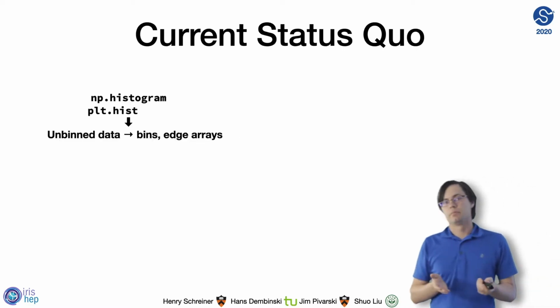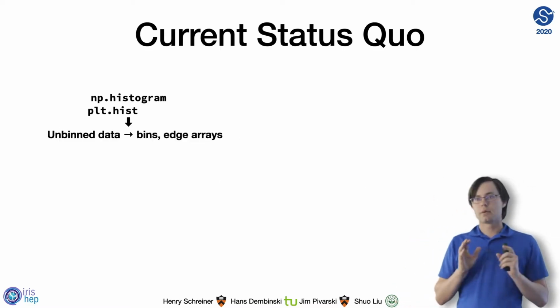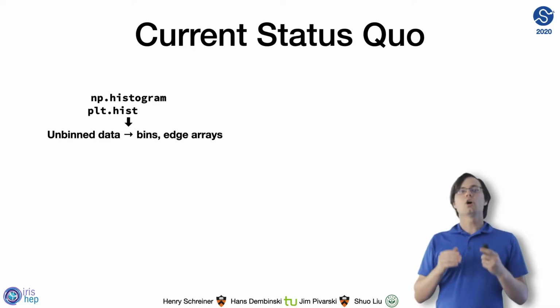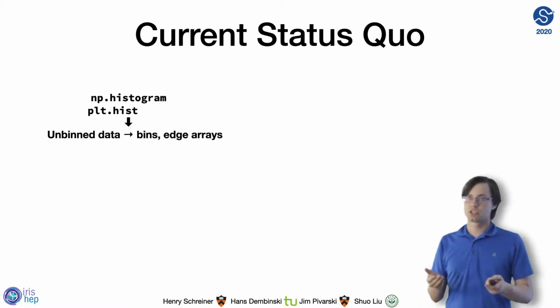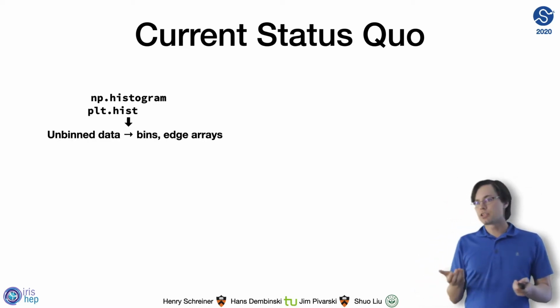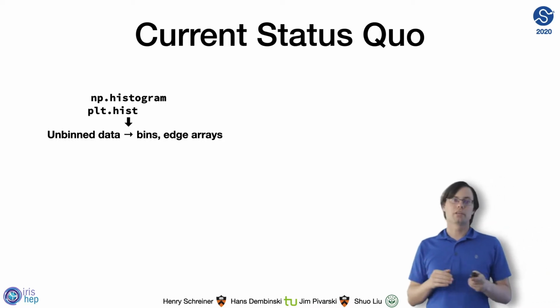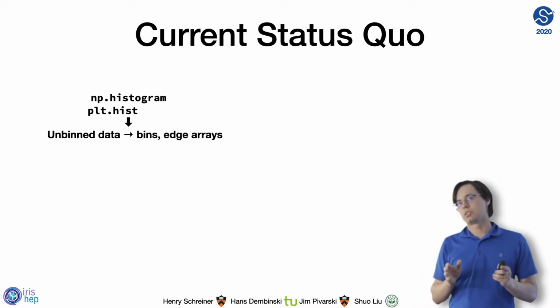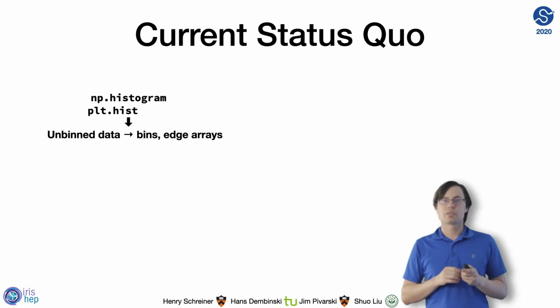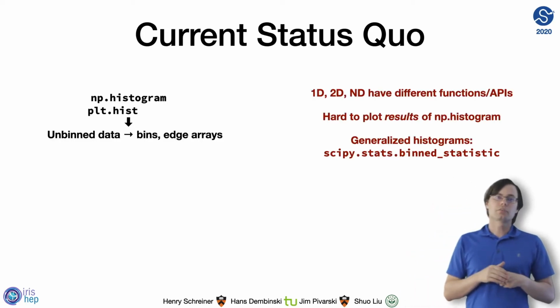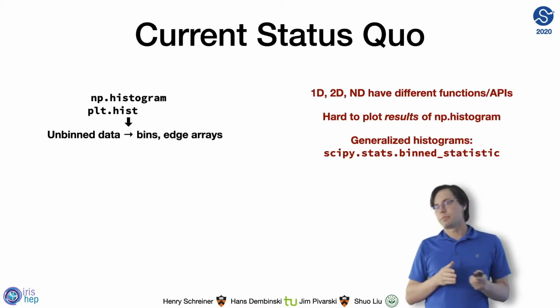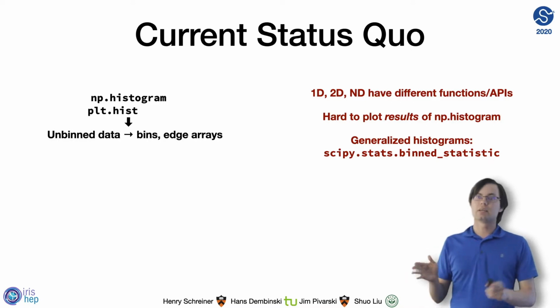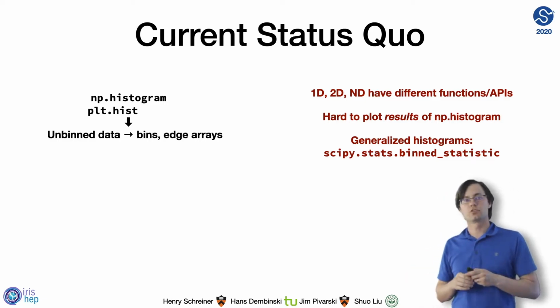Now what do we have now? The current status is that we have numpy.histogram, we have matplotlib's histogram, and these are just functions that take some data and then produce a set of bins and some edges as arrays. There's no object associated with the histogram itself. There are several problems with this. For one, the API changes if you go to ND or if you use the 1 or 2D shortcut versions.